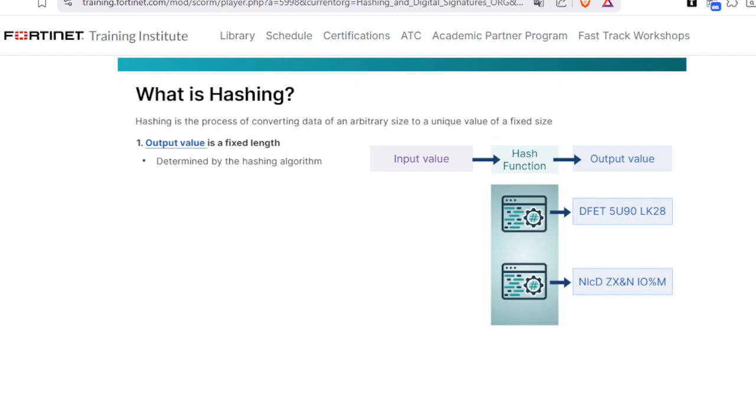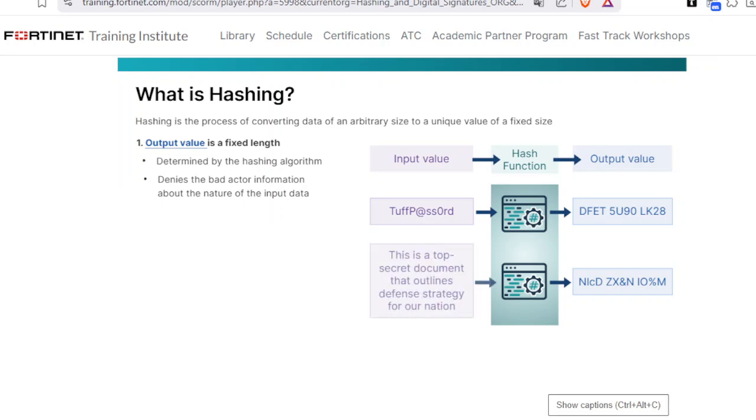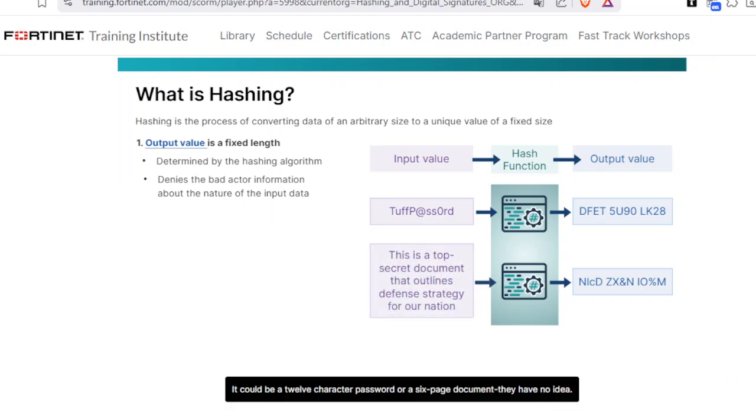Because the output value is always the same size for a given algorithm, the bad actor has no intelligence about the size of the input data. It could be a 12-character password or a 6-page document. The bad actor has no idea.